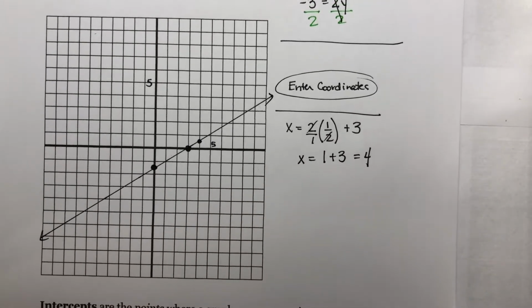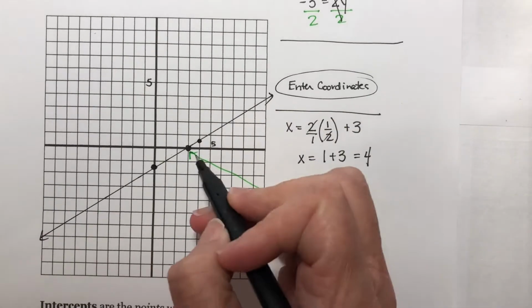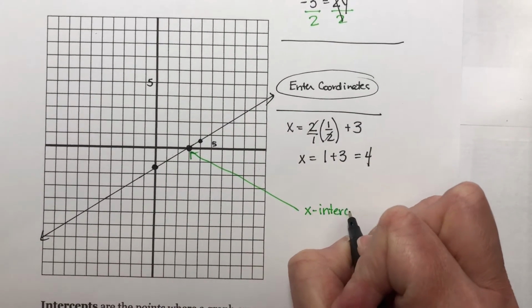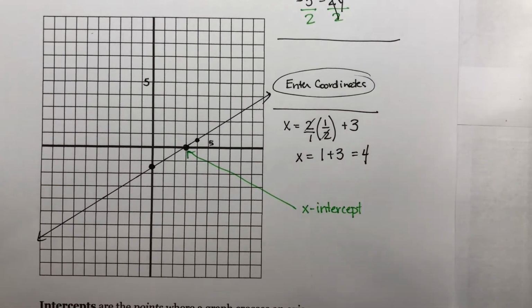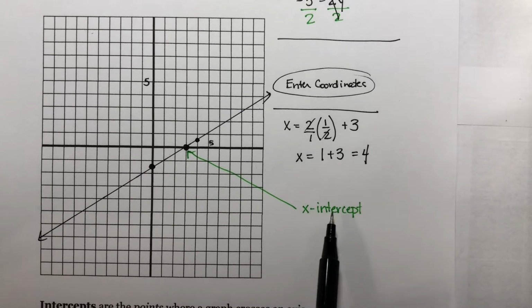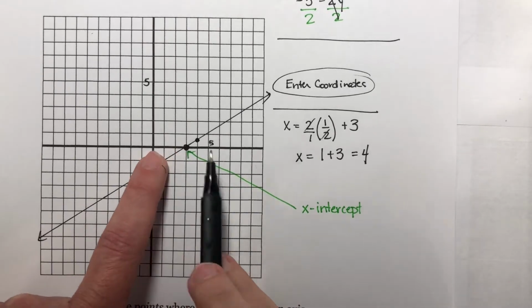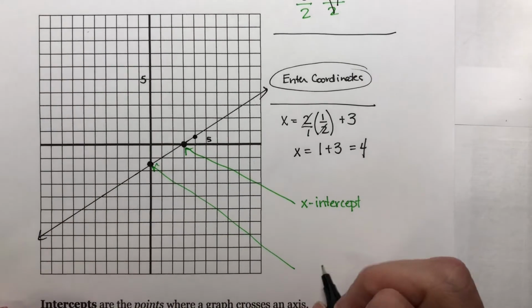We have special names for these. These are called intercepts. This one is called the x-intercept. And intercept means if you intercept, you're running across something. This means this is the point where the line crosses the x-axis. And this one would be your y-intercept.